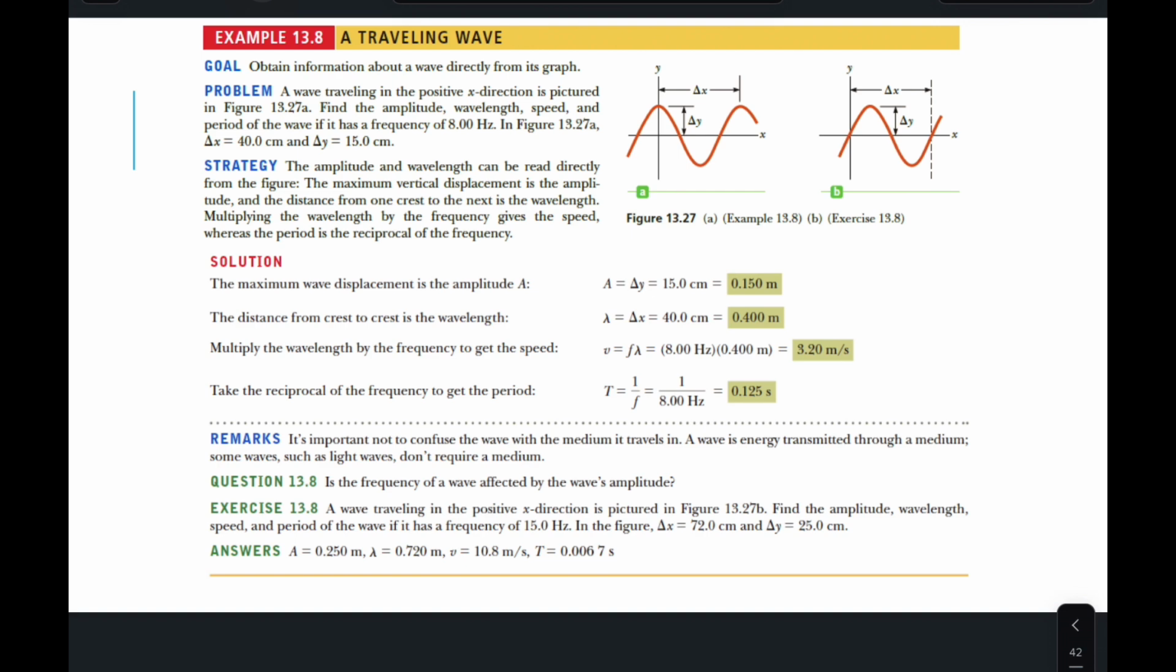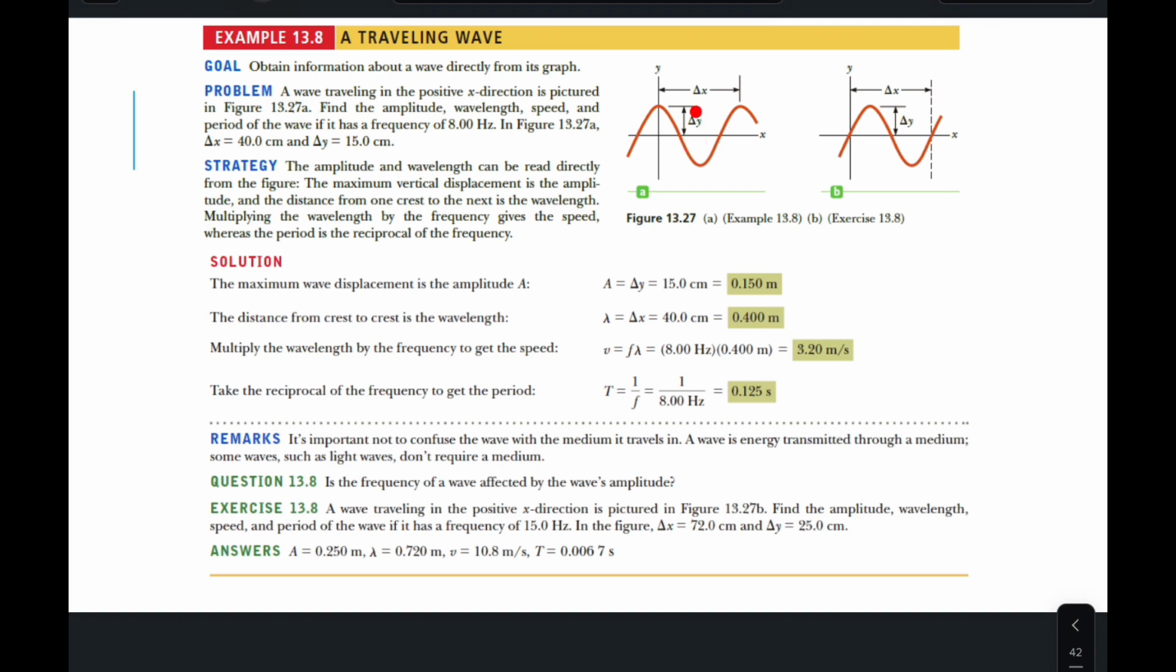So, take a look at example 13.8. A wave travelling in the positive x direction is pictured as in the figure. Find the amplitude, wavelength, speed, and period of the wave if it has a frequency of 8 Hz. In the figure, delta x is 40 centimeters and delta y is 15.